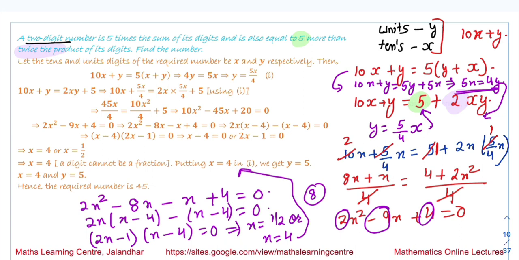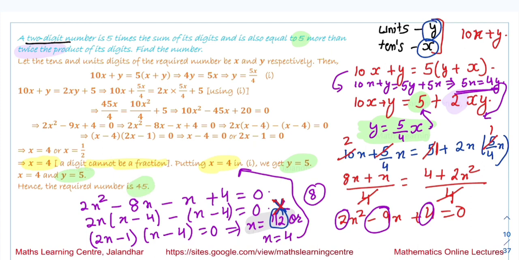Now we are talking about the 2-digit number. It means this x is equal to 1 by 2 is not possible. We are talking about a 2-digit number, so x is the digit at the tens place. So 1 by 2 is not possible, a digit cannot be a fraction. So what we are left with is that x is equal to 4. Now putting x is equal to 4 in y is equal to 5 by 4x, we get the value of y is 5. So the number we have is 45.